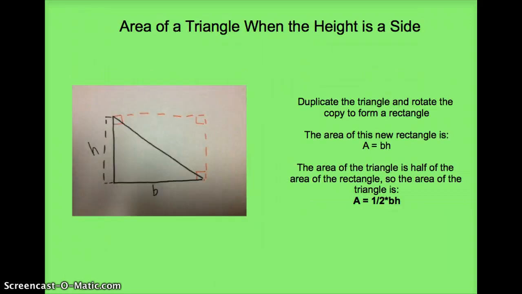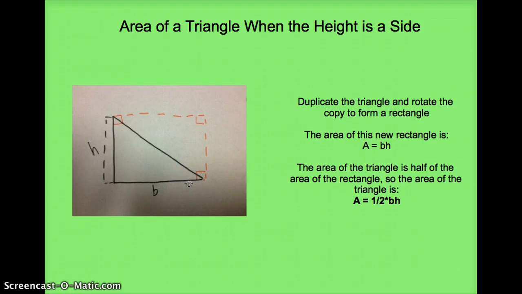So now we are going to look at three different types of triangles. There's a triangle when the height is on the triangle, like a side, when the height is inside the triangle, and when the height is outside of the triangle. So first we're going to look at the area of a triangle when the height is a side. You can see right here the height is right here, and we're given our base B.